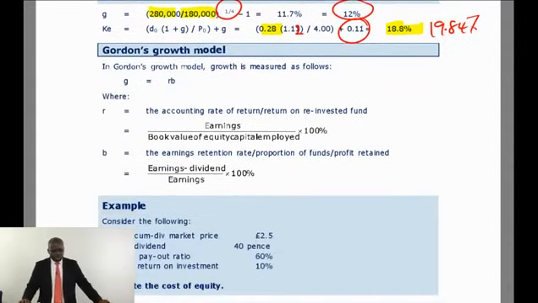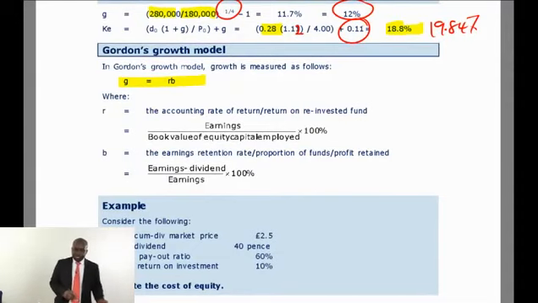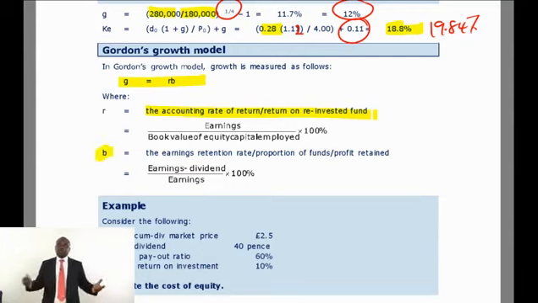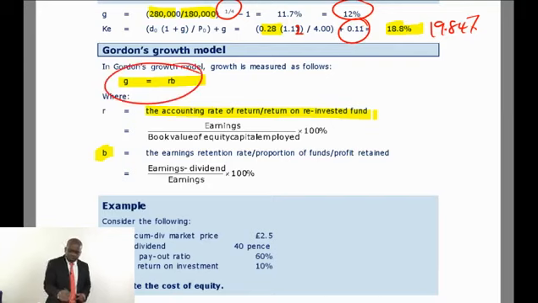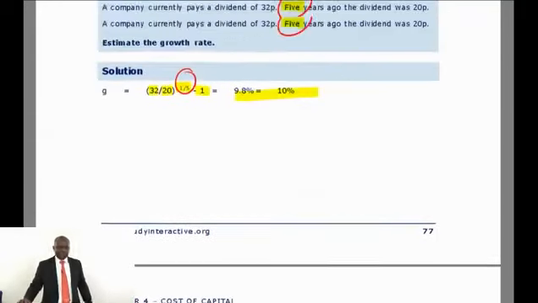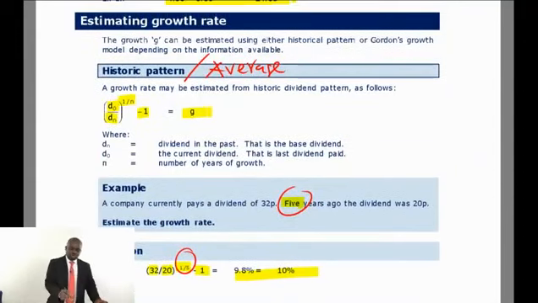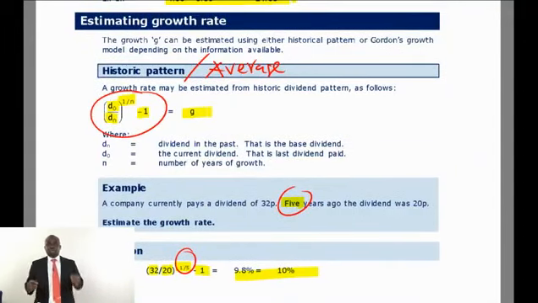Right. We can also use the Gordon's growth model to calculate the growth rate, which is giving us G is equal to RB. Gordon is telling you that R is the accounting rate of return, or simply the return on investment, and B is the proportion of the profit retained. Point of attention, you don't need these growth formulas, either Gordon's growth model formula or the average formula, only when you are doing dividend valuation. You need these formulas everywhere you are supposed to use or calculate growth rate.